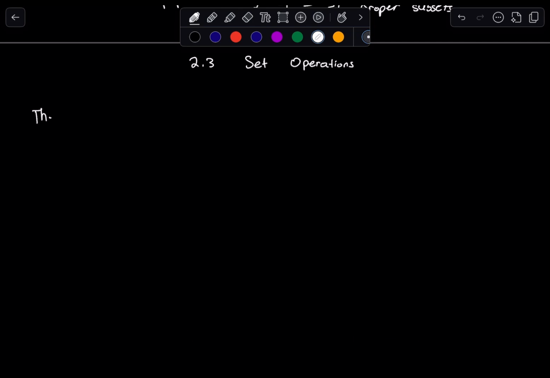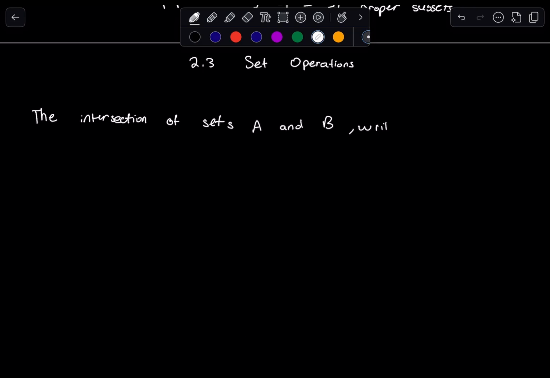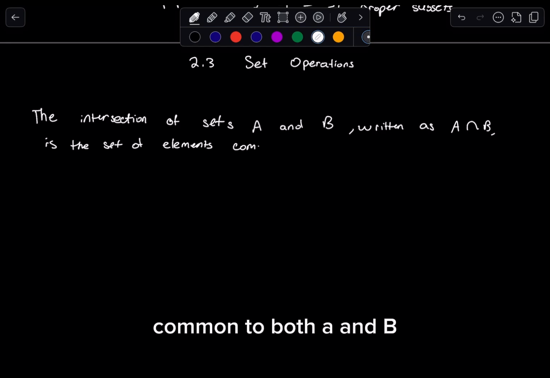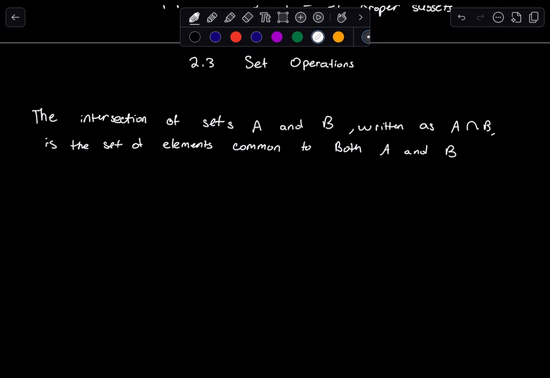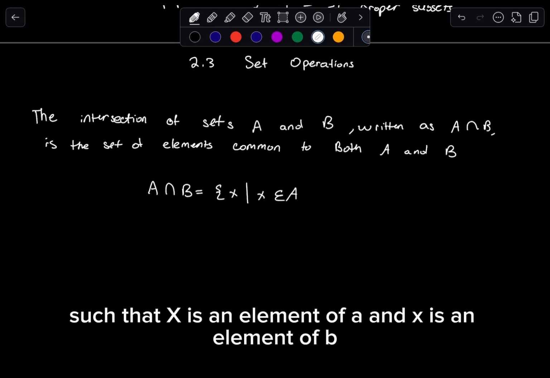So the intersection of a set. The intersection of sets A and B, written as A ∩ B, is a set of elements common to both A and B. And the way that you can write it is as A intersection B is equal to the set X such that X is an element of A and X is an element of B.